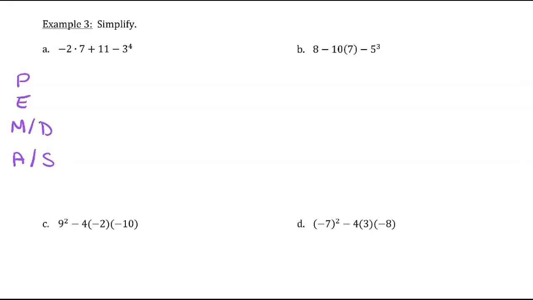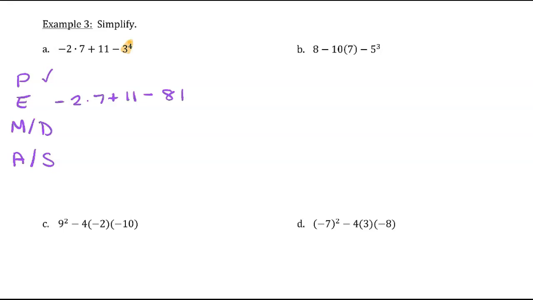P stands for parentheses, and in example A, we don't have any parentheses, so that's already done. E stands for exponents, and in this example, we do have an exponent. We have 3 to the 4th. So 3 times 3 times 3 times 3 is 81, so we will start by rewriting this as negative 81 instead of negative 3 to the 4th. So now we've simplified any exponents.